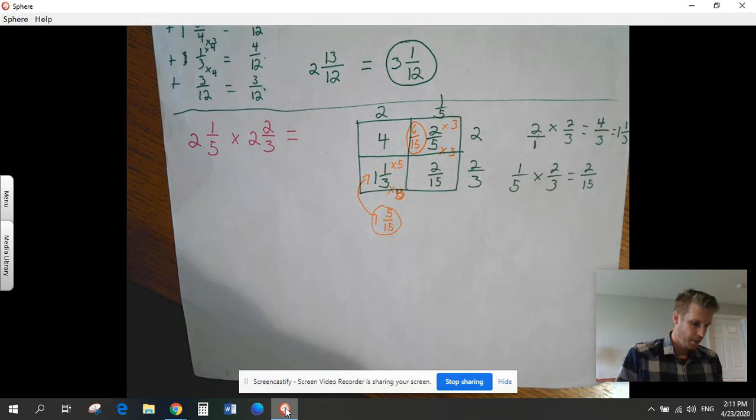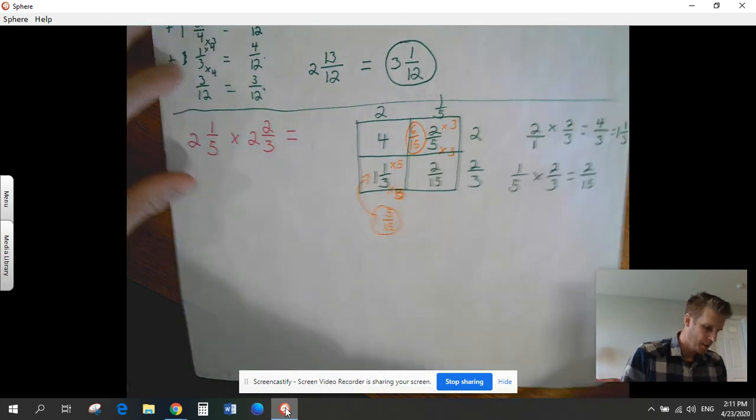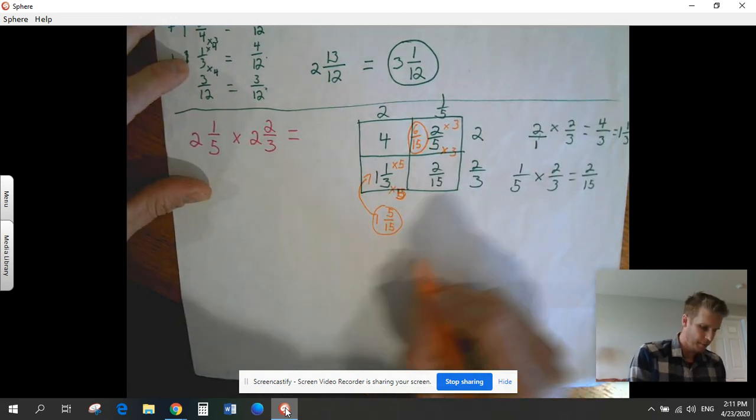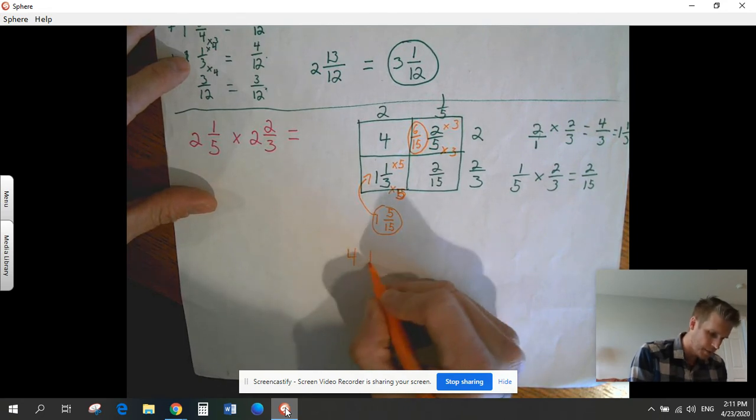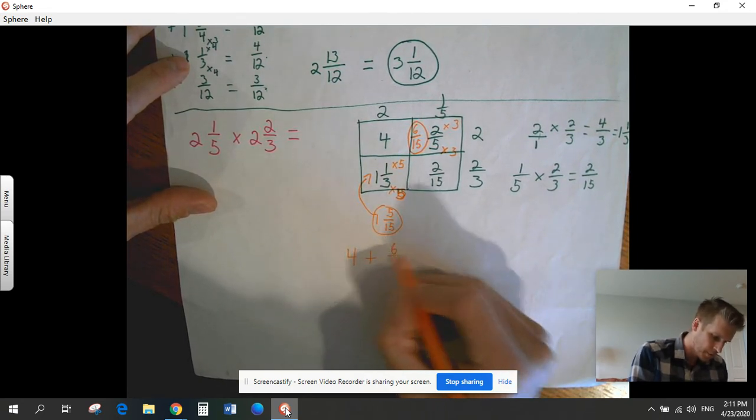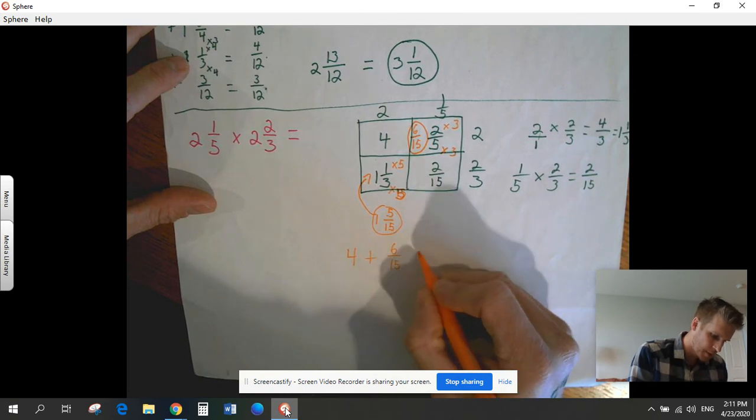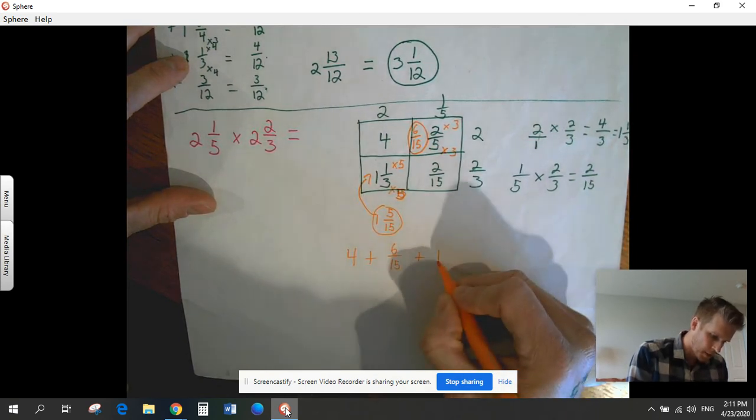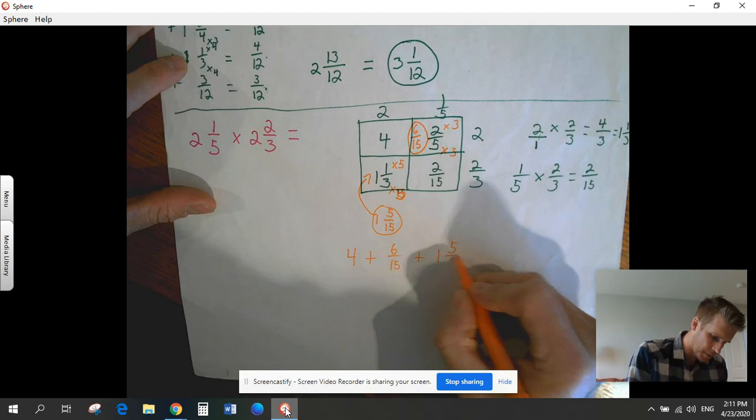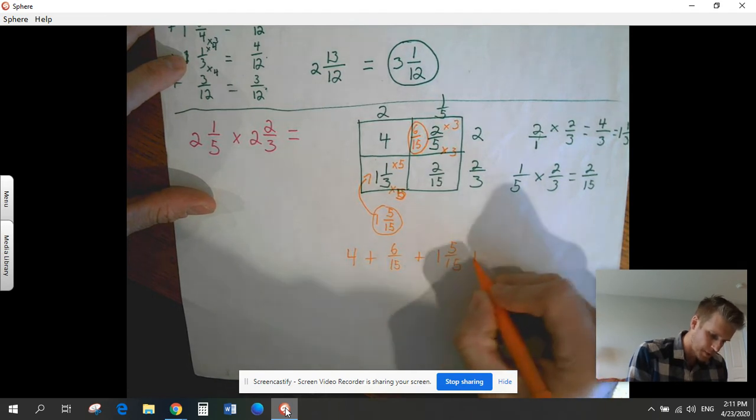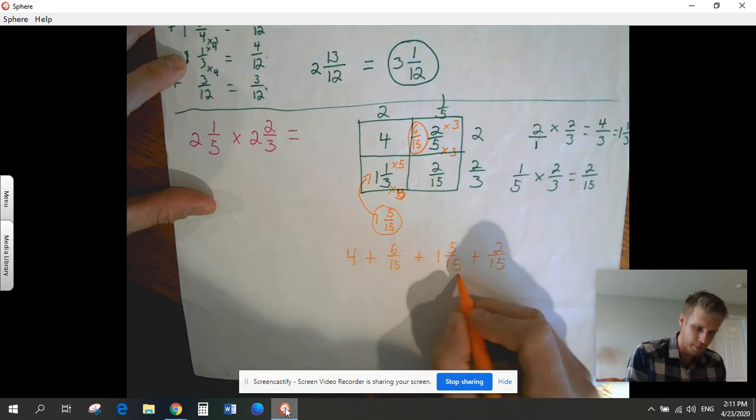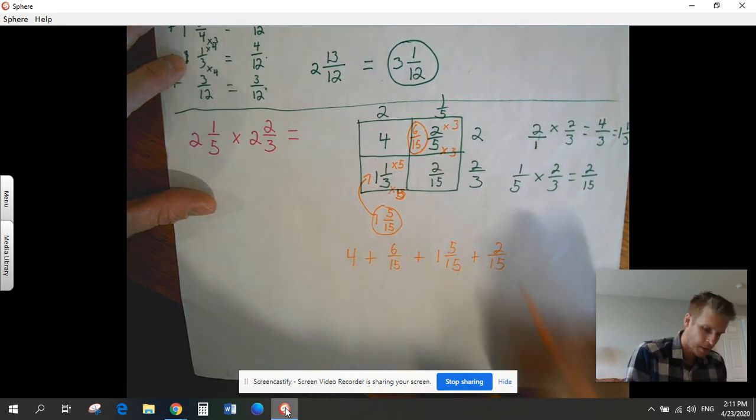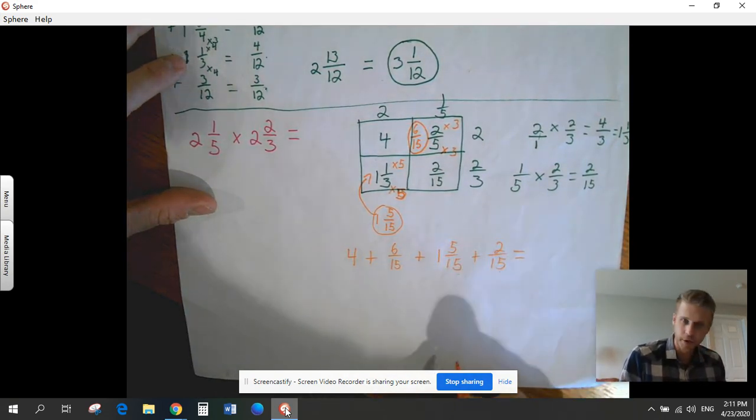All right, now that we have our common denominators, we got to add them. And I am going to write this out. I'm going to do it side by side over here. I have 4 plus 6 fifteenths plus 1 and 5 fifteenths plus 2 fifteenths. And I can do this because I have 15, 15, 15. They're all common.